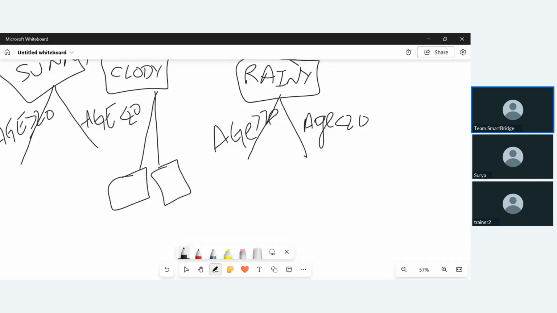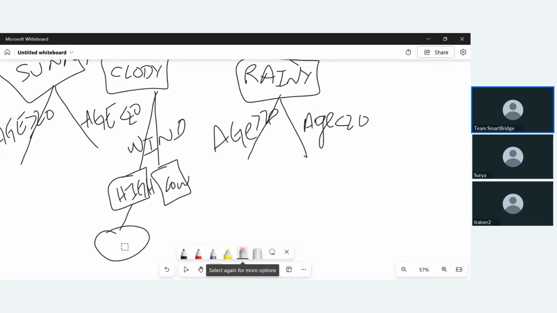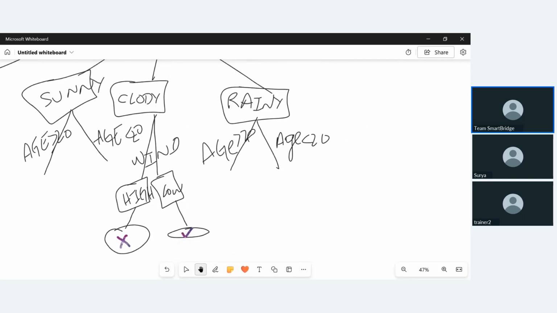So we'll be checking the wind condition here. So the outlook is cloudy and the wind is high, then I'll not play. When the wind is low, I'll be playing. Okay, I hope you understood this thing.